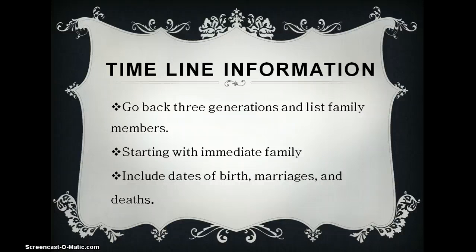The worksheet will ask you to list your family members. Start with your family, so your parents, brothers, and sisters. You can even include your pets if you'd like. And work your way back. Include the dates of birth, marriages, and deaths. If you have a large family, which is perfectly fine, just include your family and your grandparents, and if you want, your grandparents' parents.